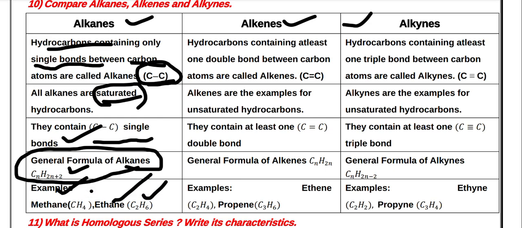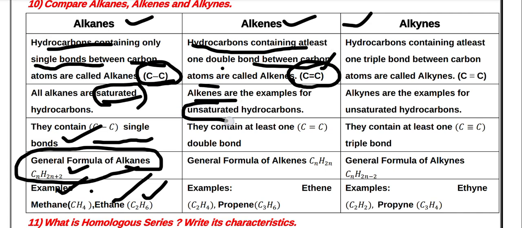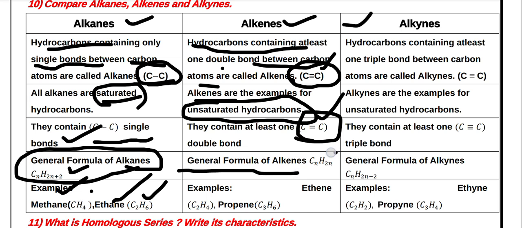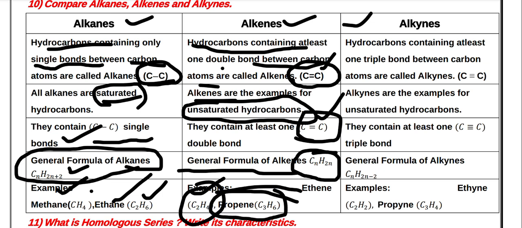Let us see about alkenes. Hydrocarbons containing at least one double bond between carbon atoms are called alkenes. Here there is a double bond between carbon atoms. Alkenes are examples of unsaturated hydrocarbons. The general formula of alkenes is CnH2n. Examples: C2H4, which is ethene, and C3H6, which is propene.